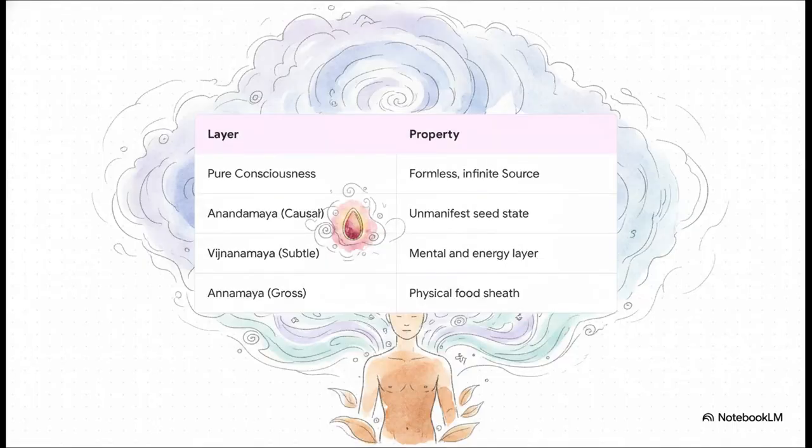We can actually map this coalescing energy directly to the five koshas, or sheaths, described in ancient texts. We start out with pure consciousness. Then, it coalesces into the Anandamaya layer, that causal seed. From there, it condenses into the Vijnanamaya and the other subtle mental layers. And finally, it stacks all the way down into the Annamaya layer, which literally translates as the food sheath. That is your physical body. You're basically walking around inhabiting the most condensed, frozen layer of cosmic energy imaginable.